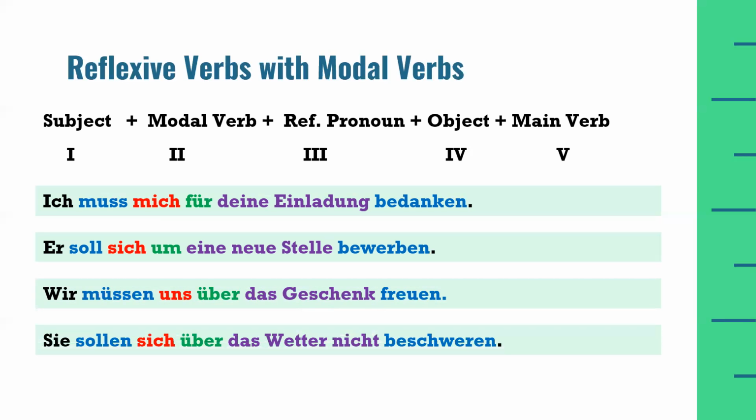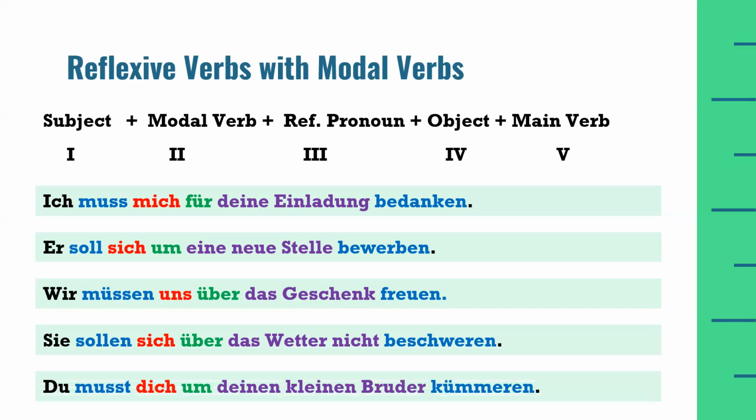Sie sollen sich über das Wetter nicht beschweren. They should not complain about the weather. At second position, sollen is used as a modal verb. It remains sollen for the subject sie. Sich is the reflexive pronoun which comes at third position. Über das Wetter nicht, and beschweren is the main verb that comes at the last position of the sentence.